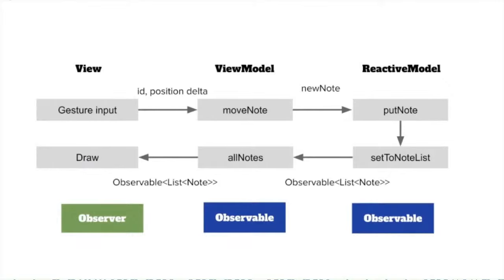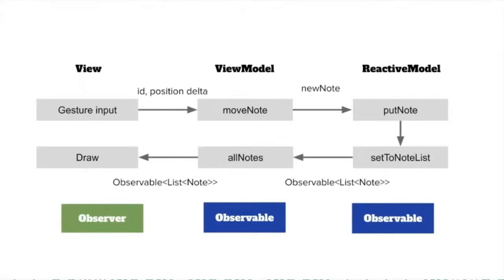So the node list is the observable, and this observable will be sent through the view model and then subscribed to by the view. And for the gesture input, the view model will receive the position delta. It is the same as before, but the difference is it will send a new node to the reactive model.